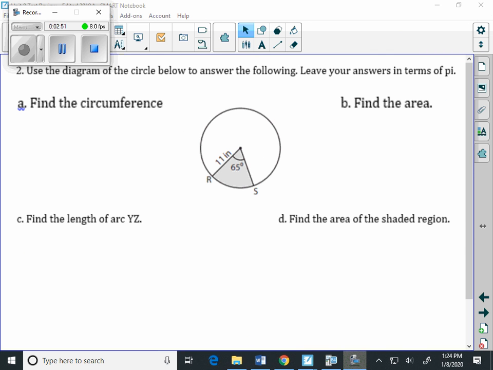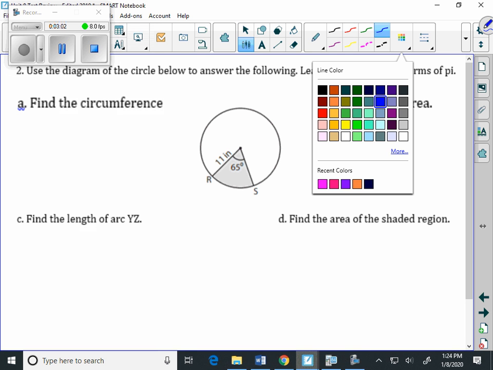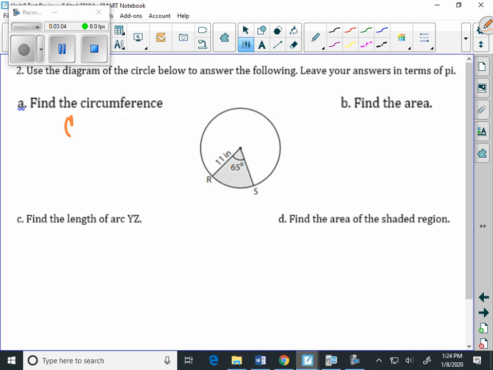Use the diagram of the circle below to answer the following. Leave your answers in terms of pi. Well, remember, on your green formula sheet, you will be given the formula for circumference. And that formula is that it's 2 pi r. That's the formula that's on the green reference sheet.